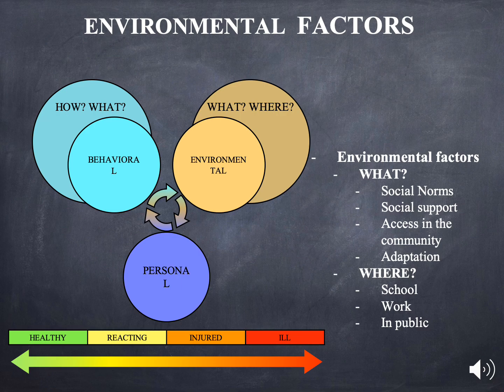The environmental factors. Environmental factors are social norms, social support, access in the community, and adaptation. People have access in the community no matter what your socioeconomic status. Some people have it better, some people have it worse. Those who have a high flourishing status, who are very well off, would have a different viewpoint of their individual health behaviors versus someone who is in the low economic class.